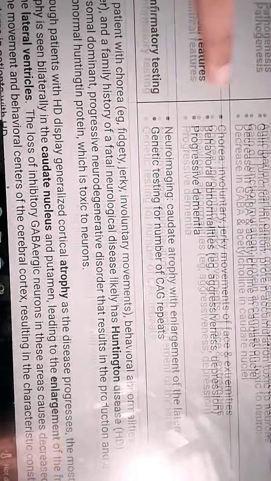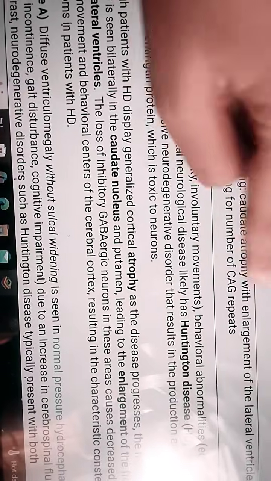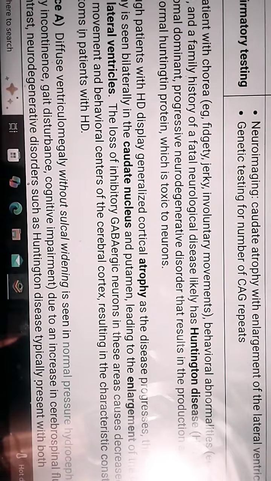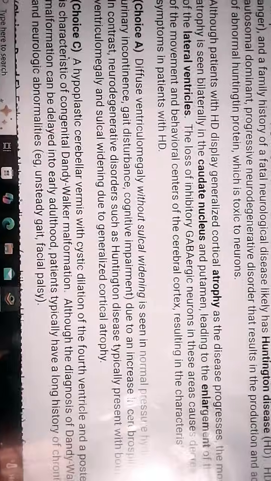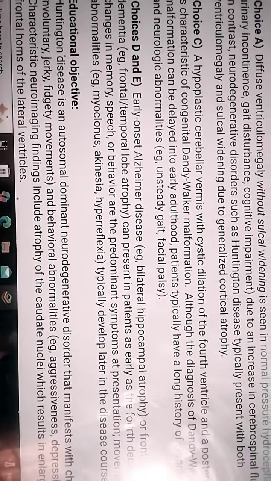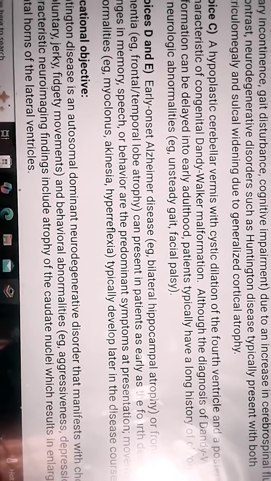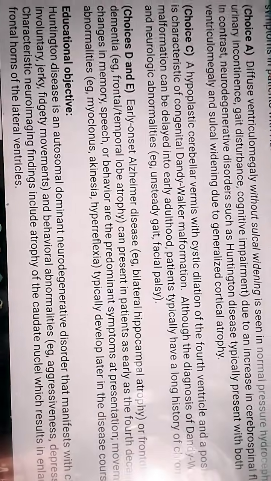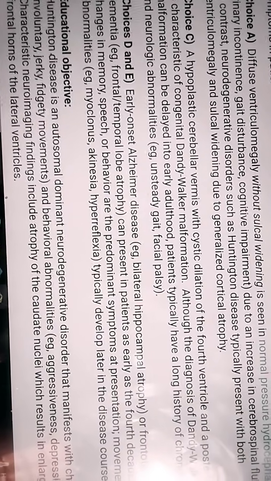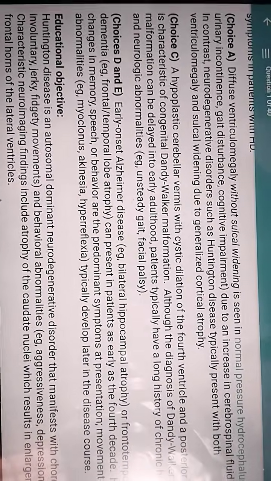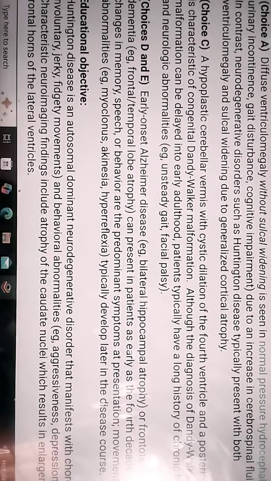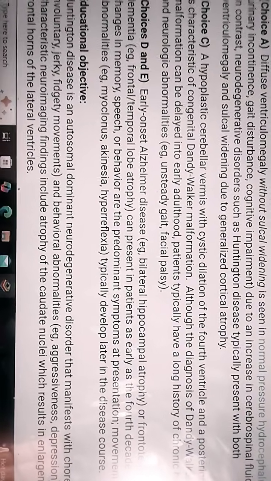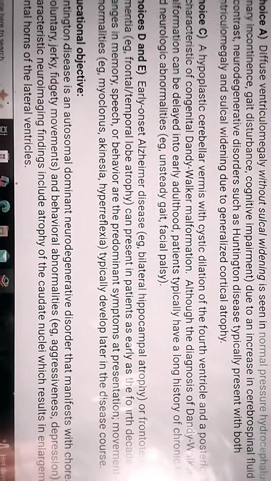So this is the point where we pick the answer: caudate atrophy along with putamen atrophy along with enlargement of lateral ventricles. So this is our required answer. In comparison to this, diffuse ventriculomegaly without sulci widening is seen in normal pressure hydrocephalus. Remember that it is seen in normal pressure hydrocephalus, which can lead to urinary incontinence, gait disturbance, cognitive impairment, and increase in CSF volume.